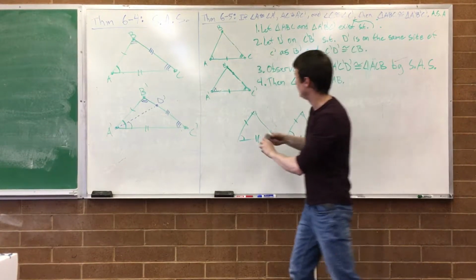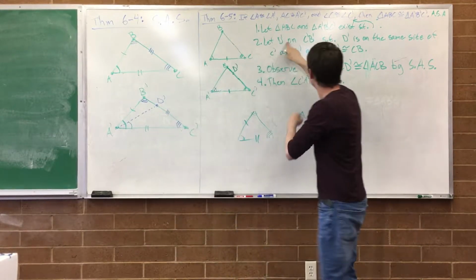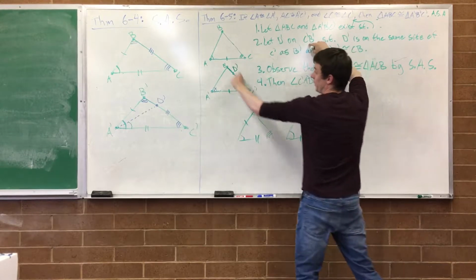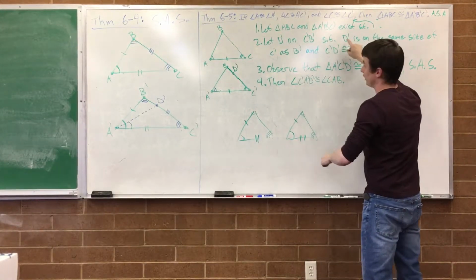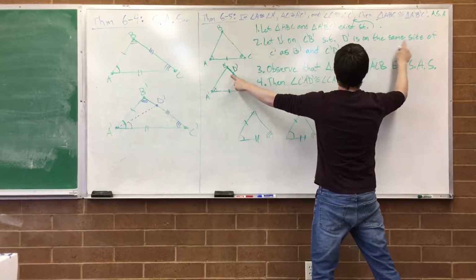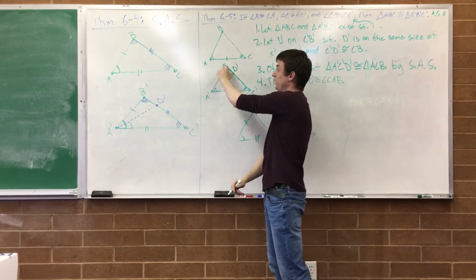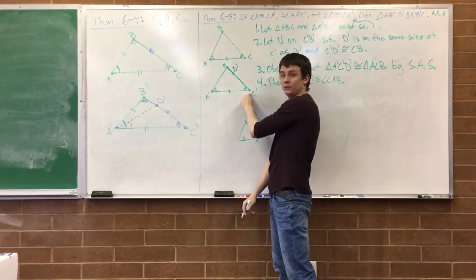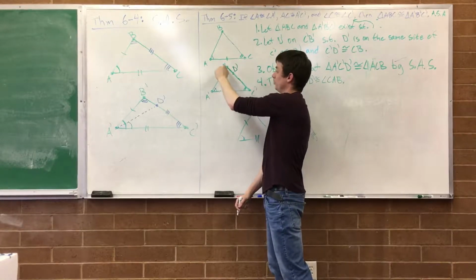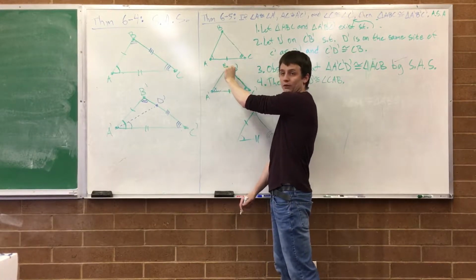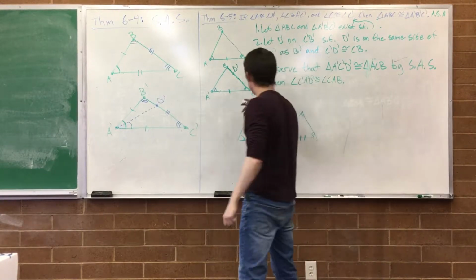Line 2, I said let D prime be on the ray C prime, B prime, or on the line C prime, B prime, such that D prime is on the same side of C prime as B prime. So D prime and B prime are both on this side of C prime. I don't know if it goes D prime, B prime, or B prime, D prime. I don't know if they're the same point. I just know they're both on the same side of C prime. Does that make sense so far?